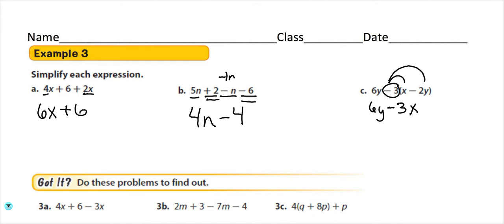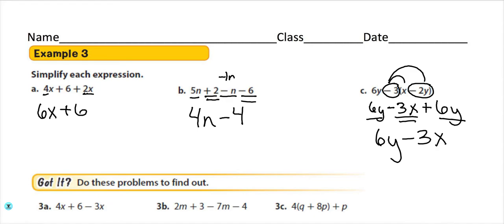Negative 3 times, and we're going to circle this, negative 2y. So a double negative makes a positive. And then 3 times 2 would be 6, so it would be 6y. All right, now we're ready to put things together. So I have a 6y, which matches a 6y. And then I have just a negative 3x, so minus 3x.